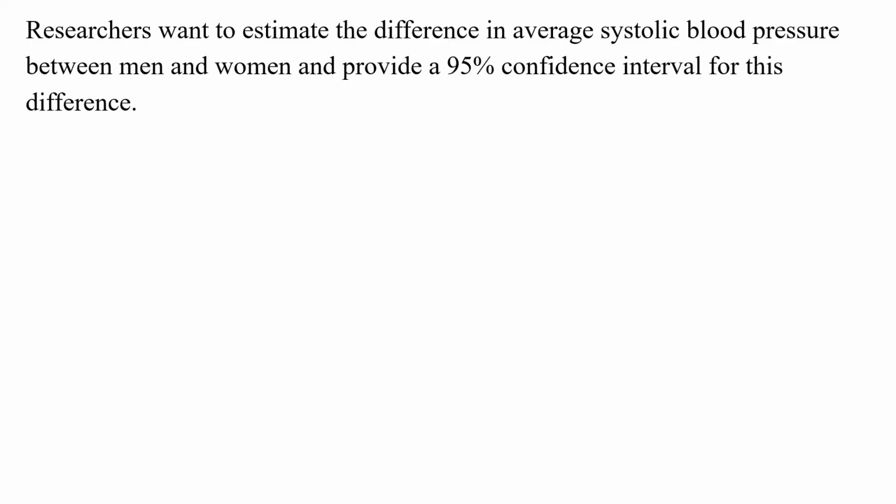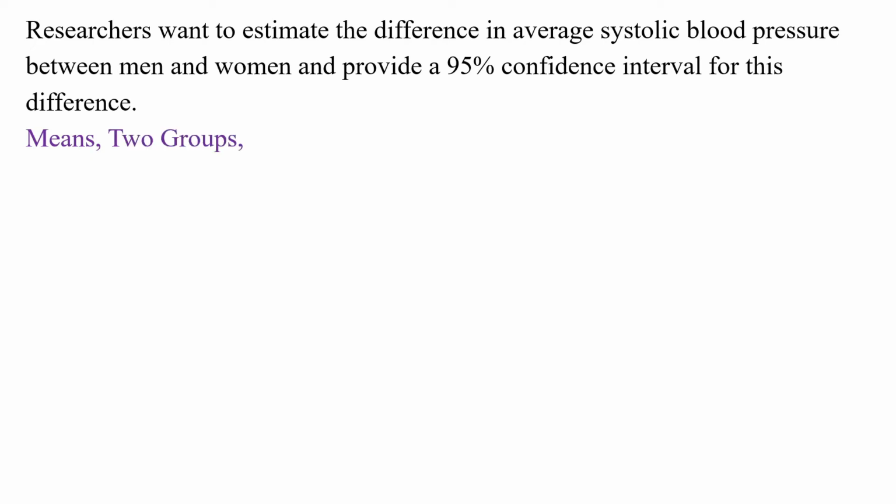Researchers want to estimate the difference in average systolic blood pressure between men and women and provide a 95% confidence interval for this difference. So first, what is our data? Is it quantitative or is it categorical? Average systolic blood pressure, that's going to be means. Okay, so that's the first step. Next step, is this one group or two groups? Well, if we want to know the difference between men and women, that's going to be two groups.